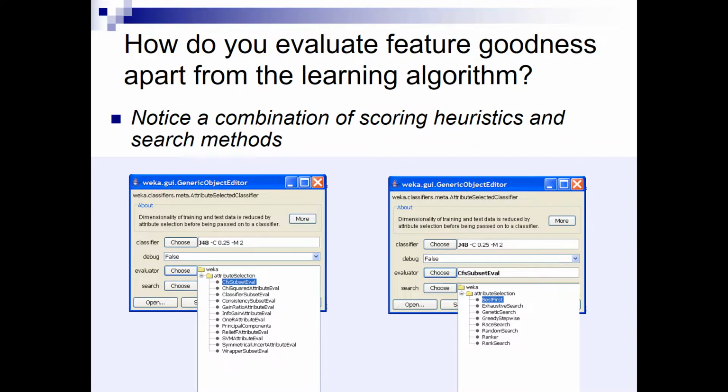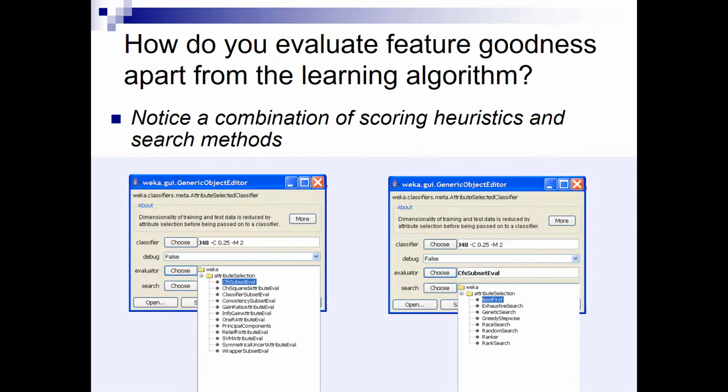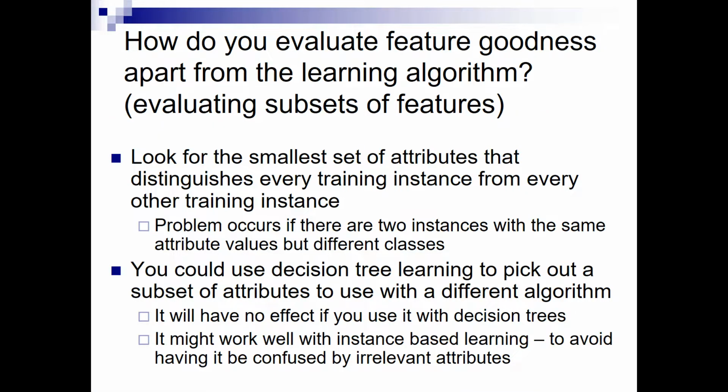But you can use these widgets to do a whole variety of wrapper and filter methods. So we're going to step through what those options look like. Okay, so first, before we get into that whole space of choices, let's talk about the idea of evaluating feature goodness a little bit more abstractly.